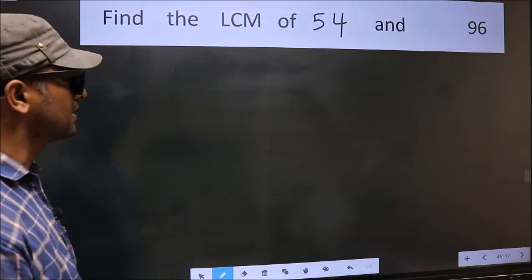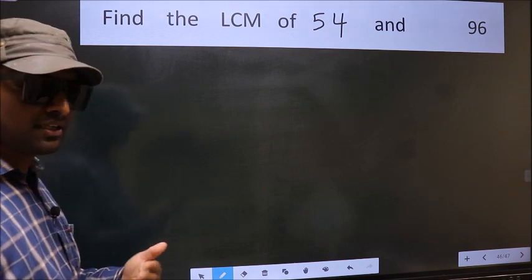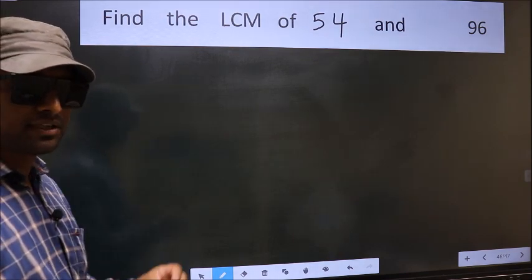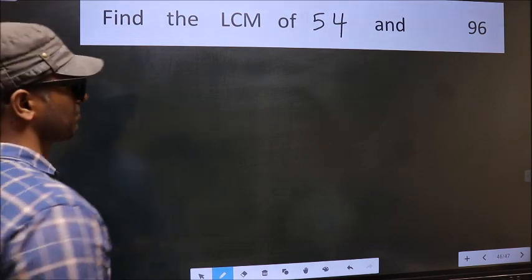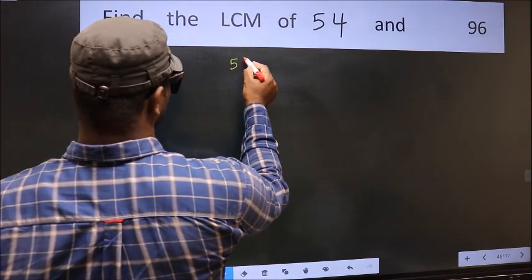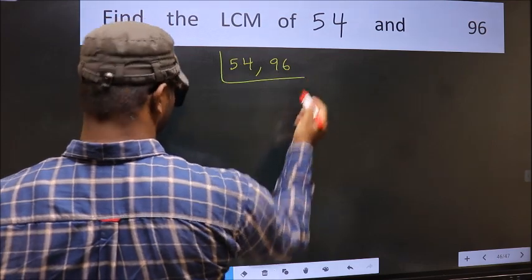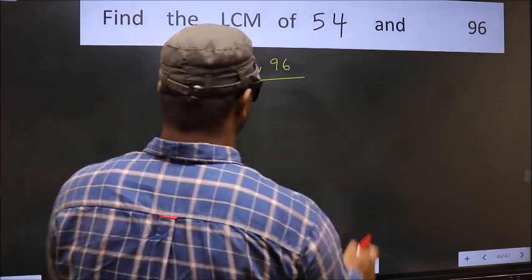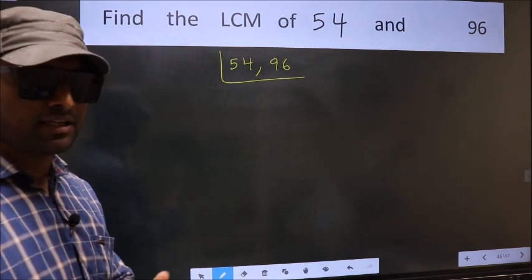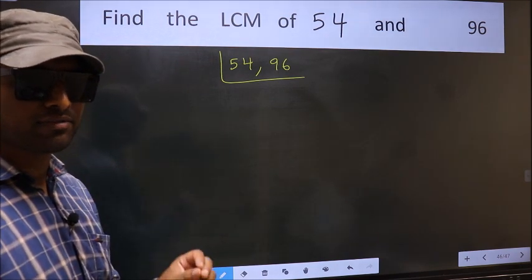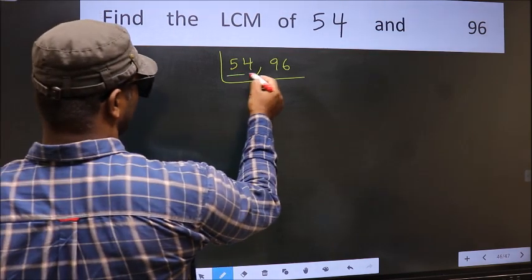Find the LCM of 54 and 96. To find the LCM, first we should frame it in this way: 54, 96. This is your step 1. Now you should focus on the first number, which is 54 here.